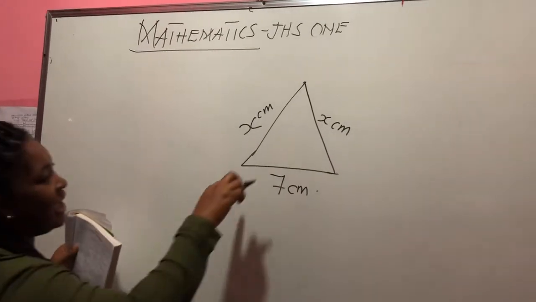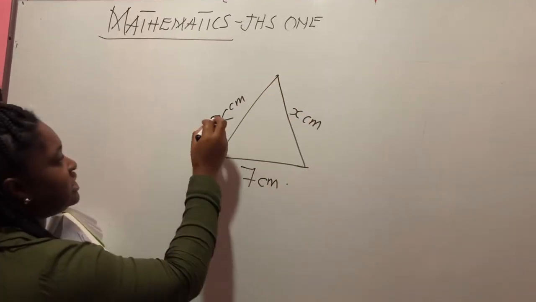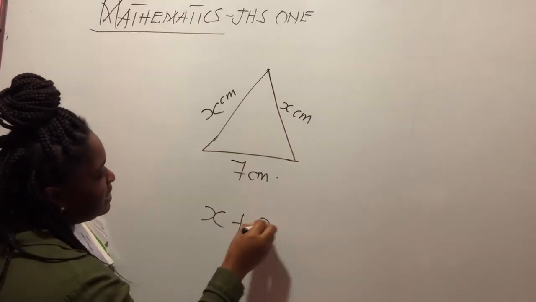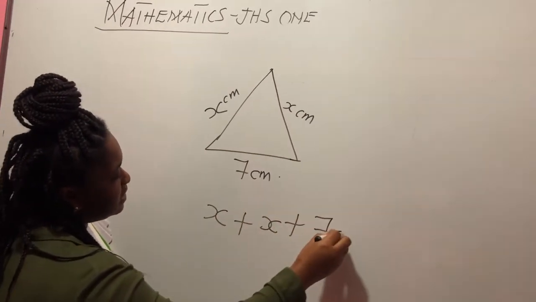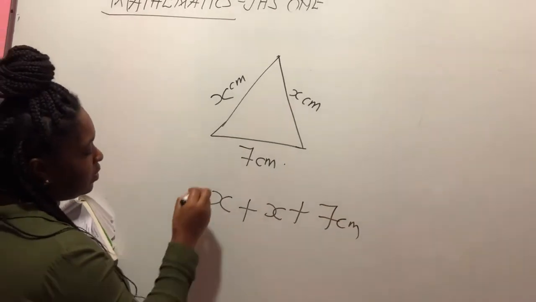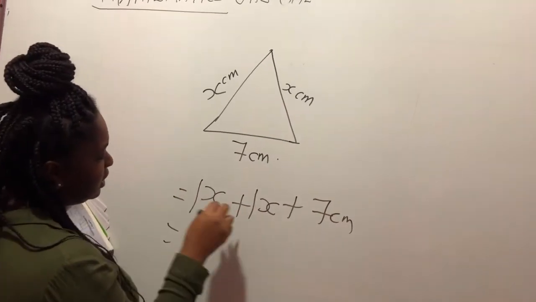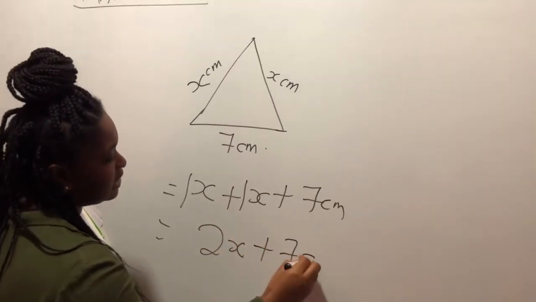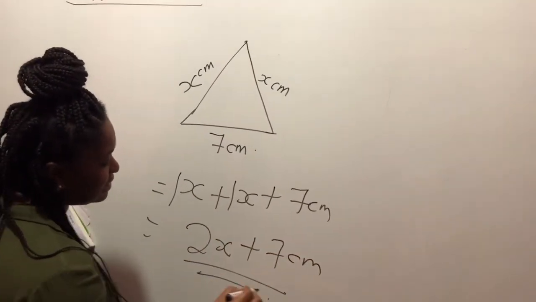Simple. Perimeter, you are adding the sides, right? So it is x plus x plus 7 centimeters. Now, there's an invisible 1 here, there's a 1 here. x plus x, 2x plus 7 centimeters. This is your answer.